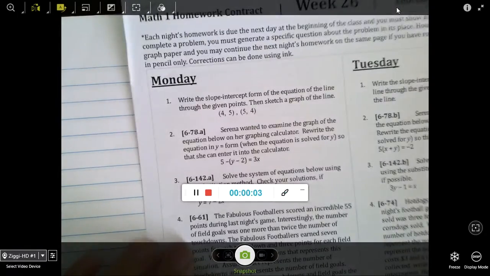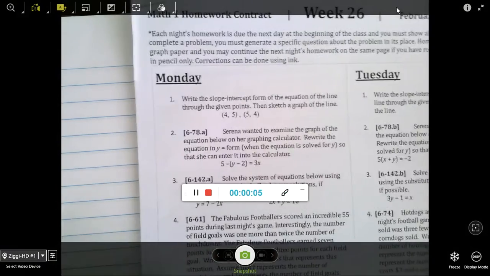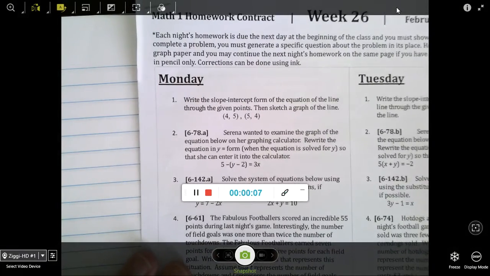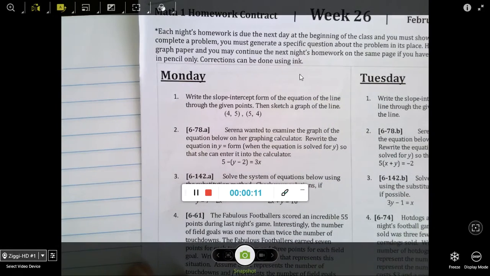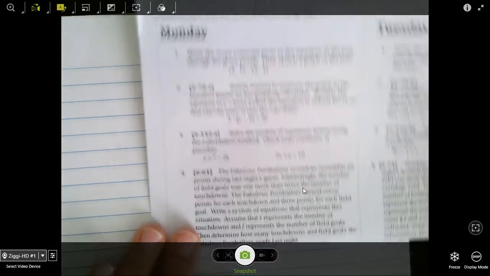I'm going to explain, by request, week 26 homework number 4 on Monday. It is a system of equations problem, a word problem. So let's look at this.